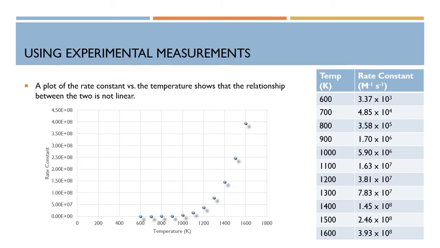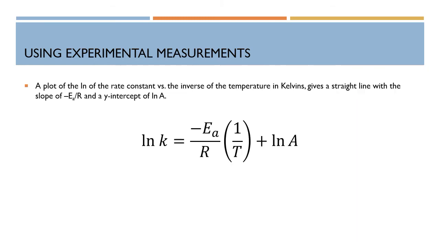And in this course, we like to have things that are linear because it allows us to use algebra. If we're not using algebra, then we have to start using calculus, and that makes things tricky. So we're going to manipulate these values so that we can make them give a straight line. Now, if we plot the natural log of the rate constant versus the inverse of the temperature in kelvins, that will give a straight line.